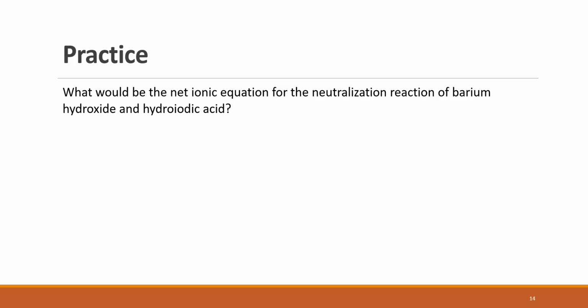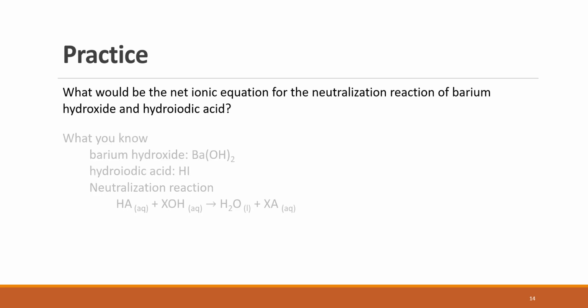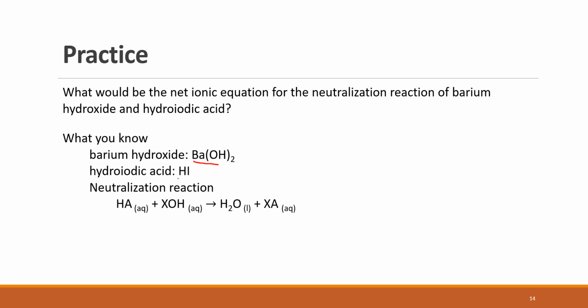Let's do a practice problem. What would be the net ionic equation for the neutralization reaction of barium hydroxide and hydroiodic acid? Well, as you saw from the previous slide, you could probably figure that out without going through all of the steps, but I'm going to go through them anyway, just so that you can see. They gave you the names, so you would need to turn them into formulas by writing the charges of each element and doing the crisscross method to figure out what the actual reactants should look like. So we have Ba(OH)2 reacting with HI.